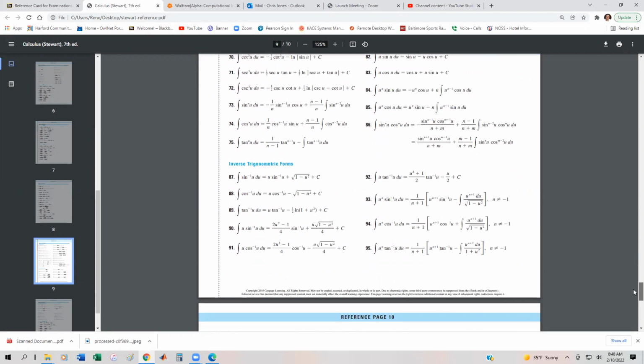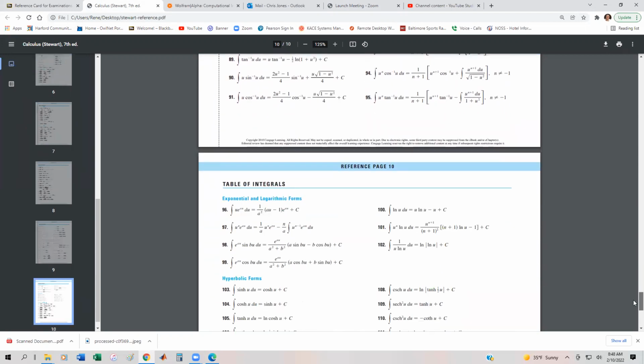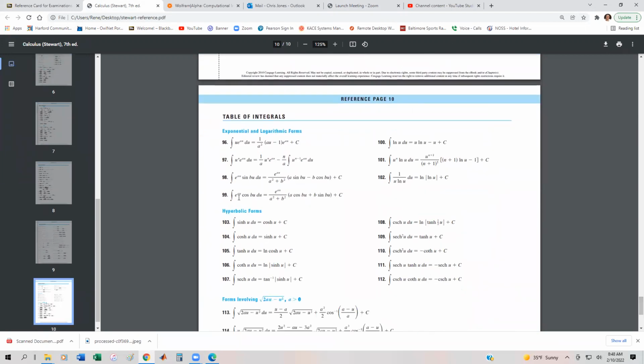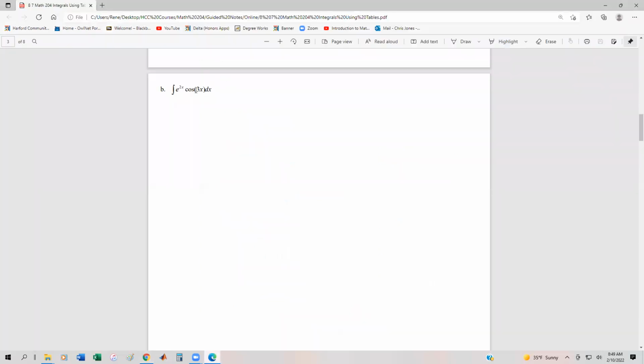So we're going to go down to inverse trig. That doesn't make any sense for us. But notice we finally get right here. Looks like 99. We have e to the au cos bu du. That's precisely what we want. So in this case, we're going to use entry 99, where a is equal to 2 and b is equal to 3.